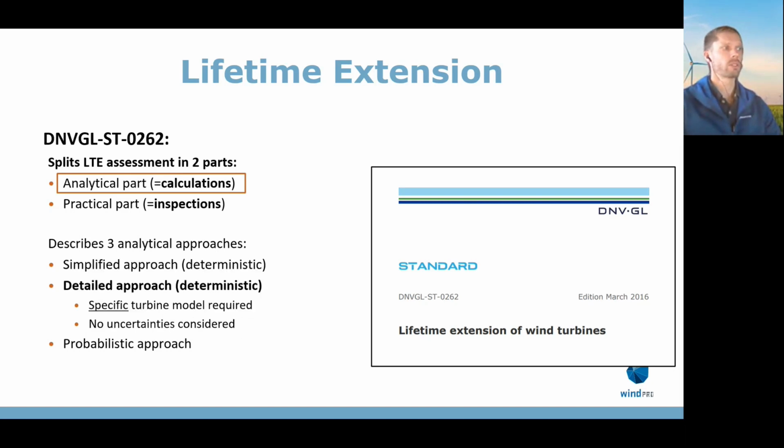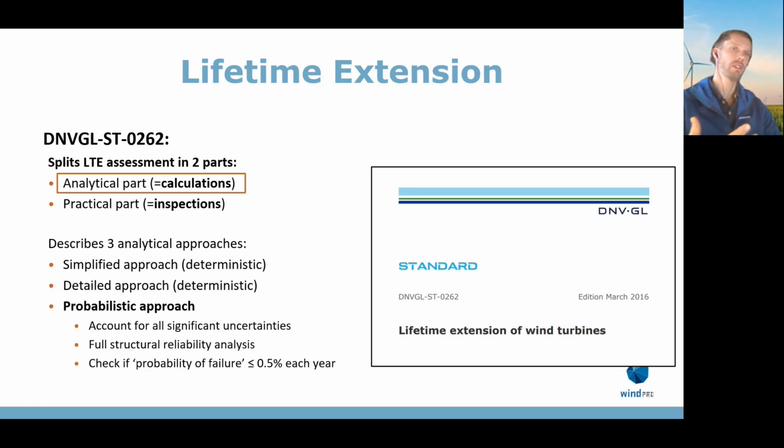The second approach is called the detailed approach, and this is what you can do if you have a specific turbine model. So this is what you can also do if you have the specific model available in load response. In that case, you don't need to quantify any uncertainties. The last approach is beyond the scope of windPRO, so we have not implemented that.